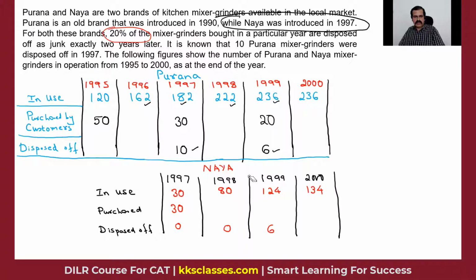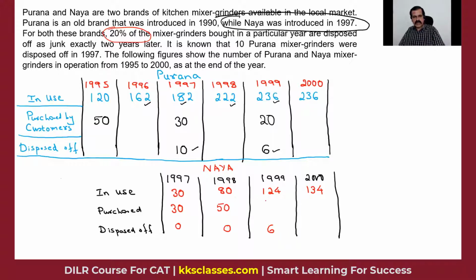Now let us come to this particular figure here, 80. We know that nothing was disposed of. So 80 were in use in 1998. In 1997, 30 are in use. So how did 30 become 80? 30 became 80 because a new set of 50 mixer grinders were purchased by customers in 1998. I mean, 50 numbers were bought by customers in 1998.